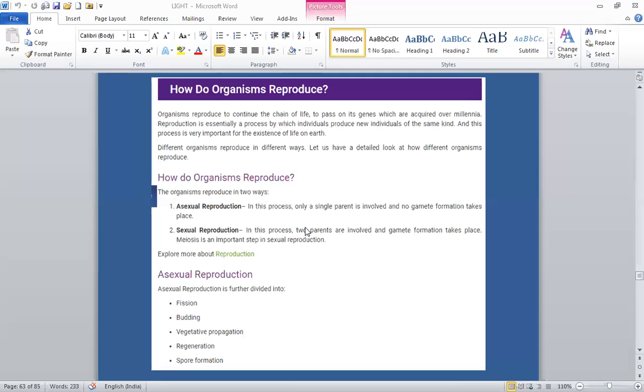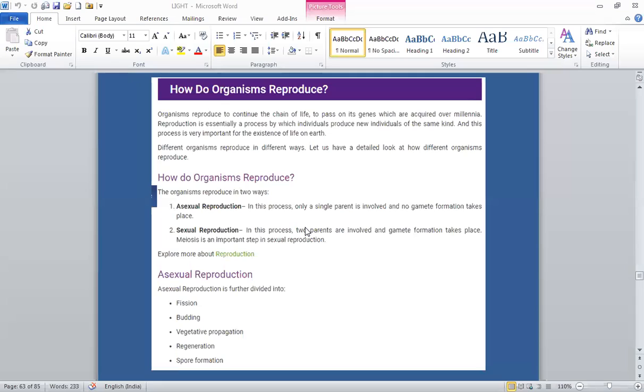Then rapidity, it is a rapid method of multiplication. And occurrence, asexual reproduction is found in unicellular organisms, simple plants and animals. Vegetative reproduction is found in plants only, and it is also a mode of asexual reproduction. Asexual reproduction is absent in higher animals.